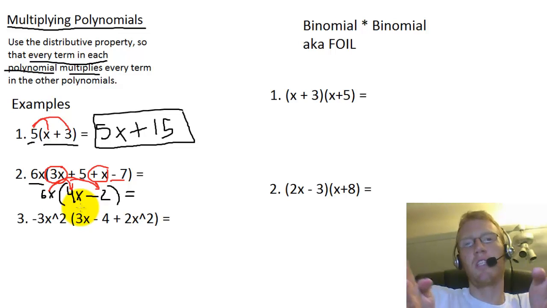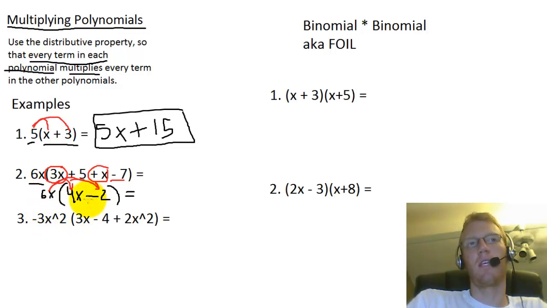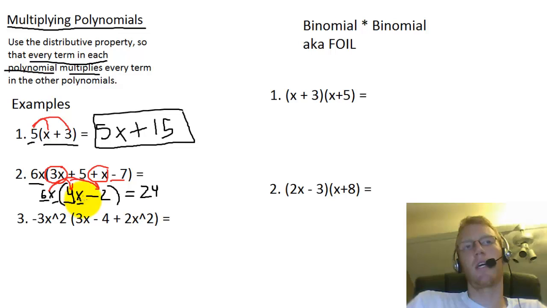You can only multiply things that are alike. I cannot mix the 6 and the x or something like that. So 6 times 4, number times number, is 24, and x times x, those have the same base, so we add the exponents. X times x is x squared. Okay, so my first term times my first term gives me 24x squared. Then I throw in my minus sign.